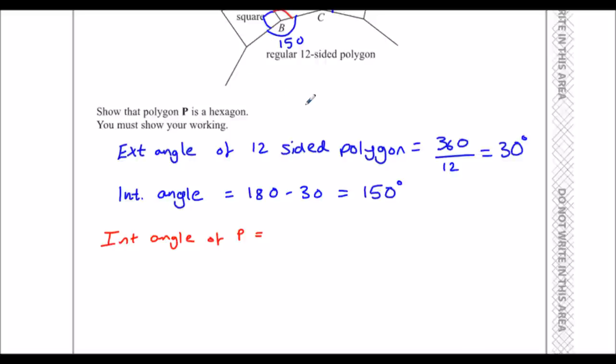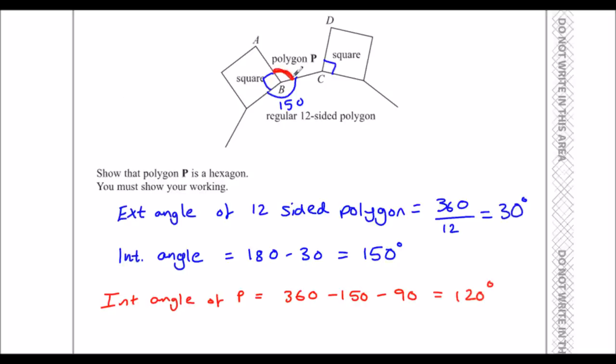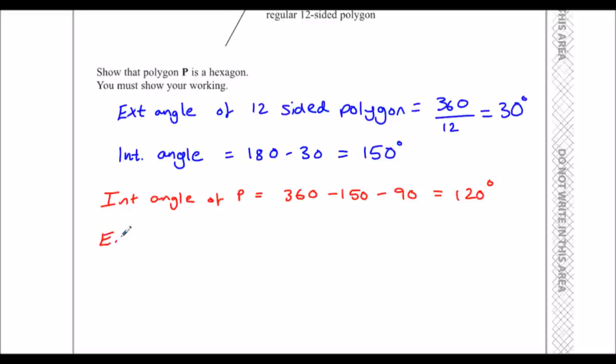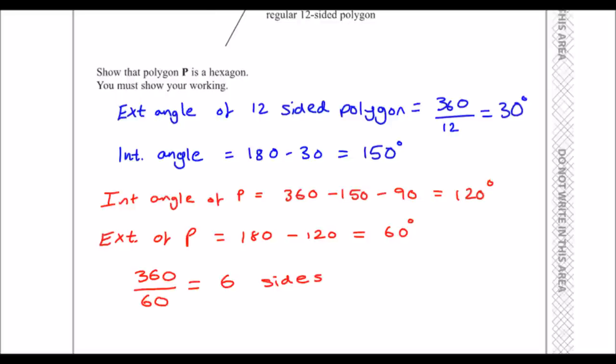So the interior angle of P, all the way around the point, is 360. So we've got 360, take off the 150, and take off the 90. And that leaves us with 120 degrees. So the interior angle of polygon P is 120. That would mean the exterior angle of P is 180 minus 120, which is 60 degrees. And to find out how many sides it's got, we'll do 360 over 60. 360 over 60, and it's 6 sides. So it's got 6 sides. It must be a hexagon. Hexagons have 6 sides.